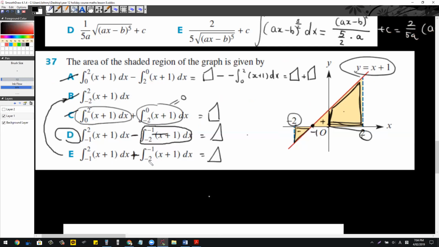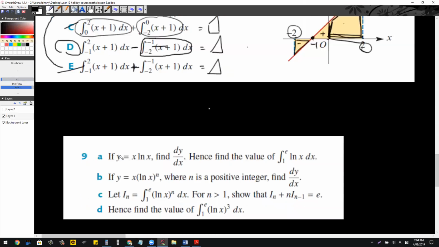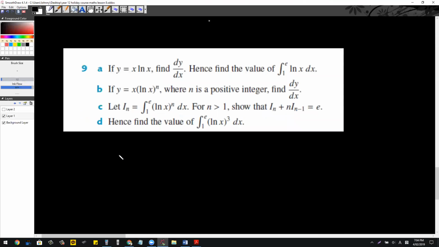This is integration from -2 to -1, and -1 to 2. That's the same as the integration from -2 to 2. This will end up getting some cancellation. So you have to put a negative sign there, okay? Now we're going to move on to this one here.